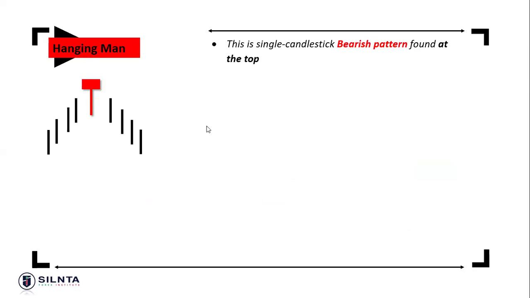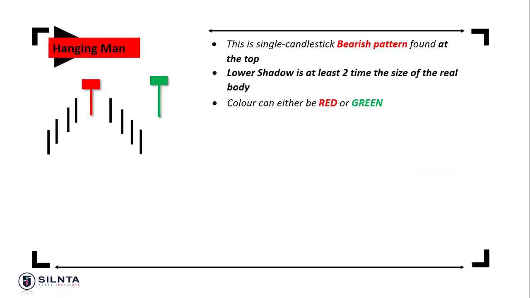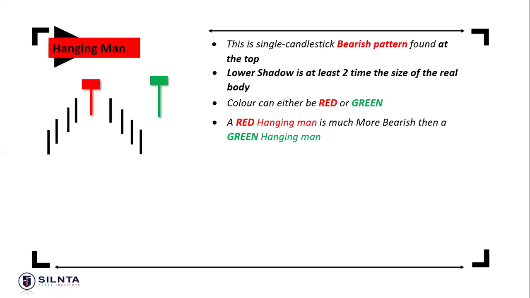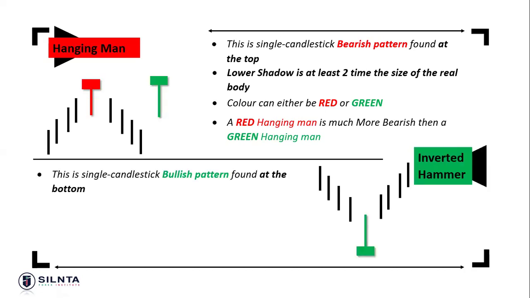Moving forward, we have a hanging man. It's just the opposite kind of hammer that we have there. A hanging man is a single candlestick bearish pattern, which is found at the top. The lower shadow is at least 2 times the size of the real body. Color can either be red or green. A red hanging man is much more bearish than a green hanging man. This is just the same concept that we have there.